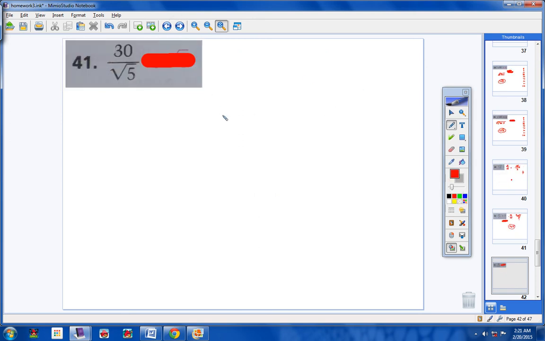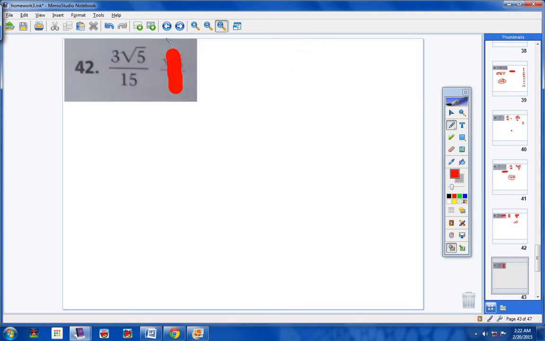Now, I don't want this denominator to have a square root, so I'm going to multiply the top and the bottom by the square root of 5. That is 2/6 square root of 5, okay? And that is the correct answer. All right, moving on to number 42.